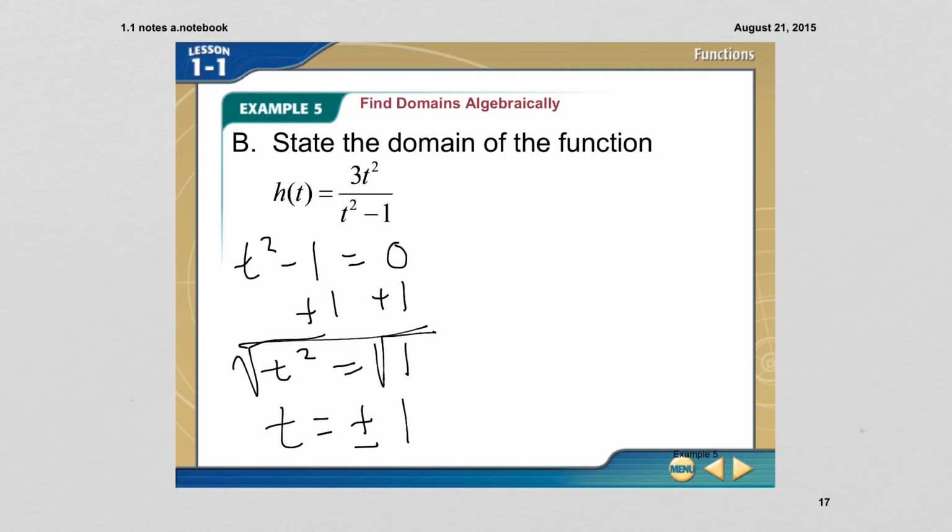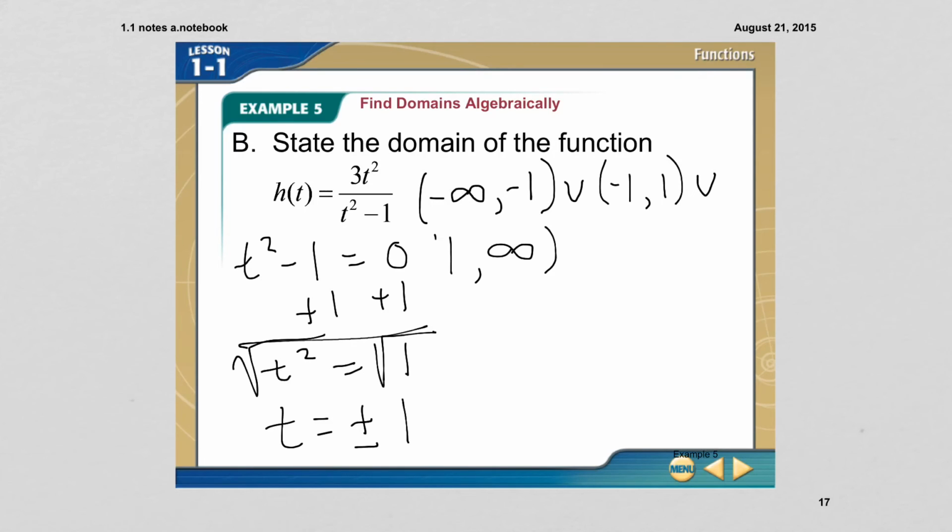So to me, the easiest way is to write this in interval notation, which is negative infinity to negative 1, and negative 1 cannot be included, union negative 1 to 1, union 1 to positive infinity. All of them are parentheses because none of them can be included in the solution.